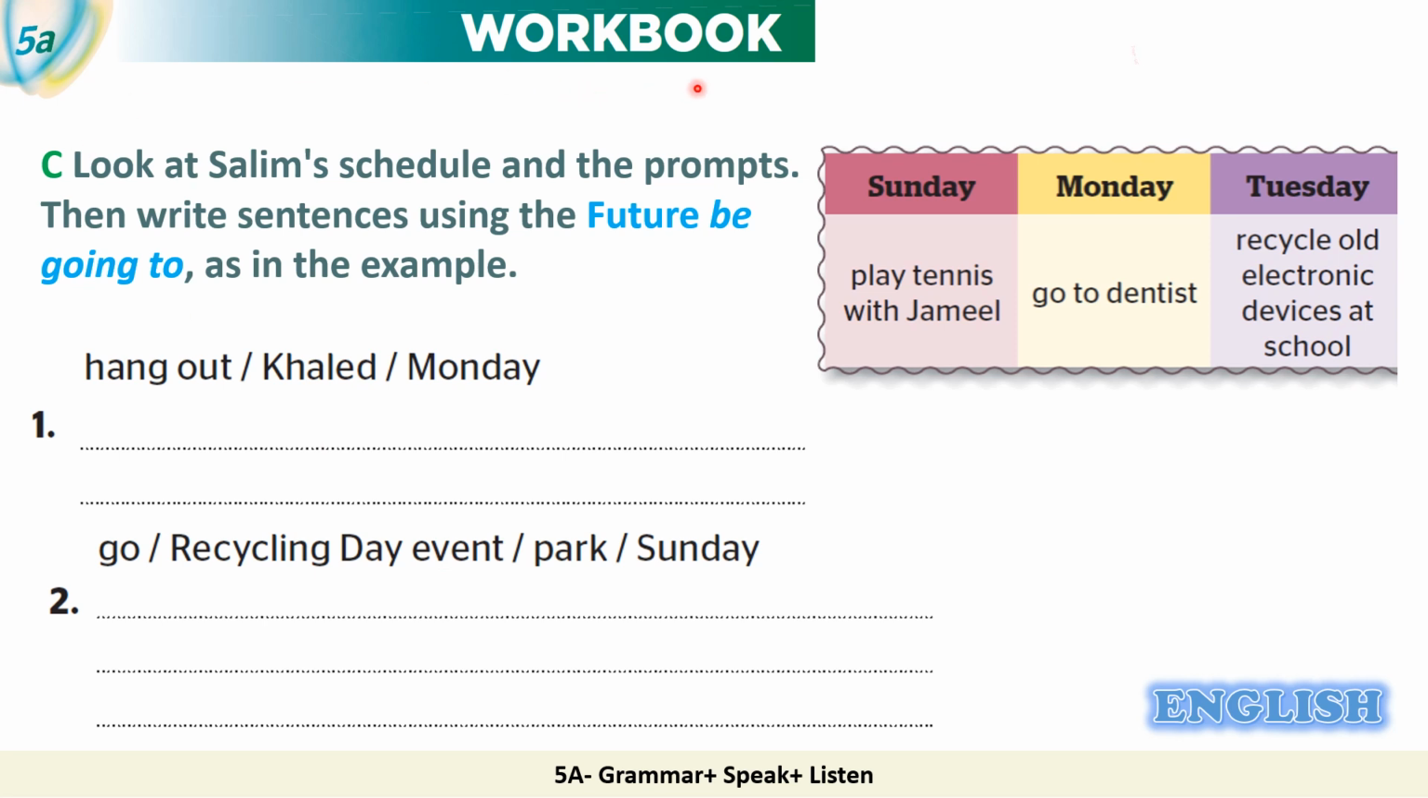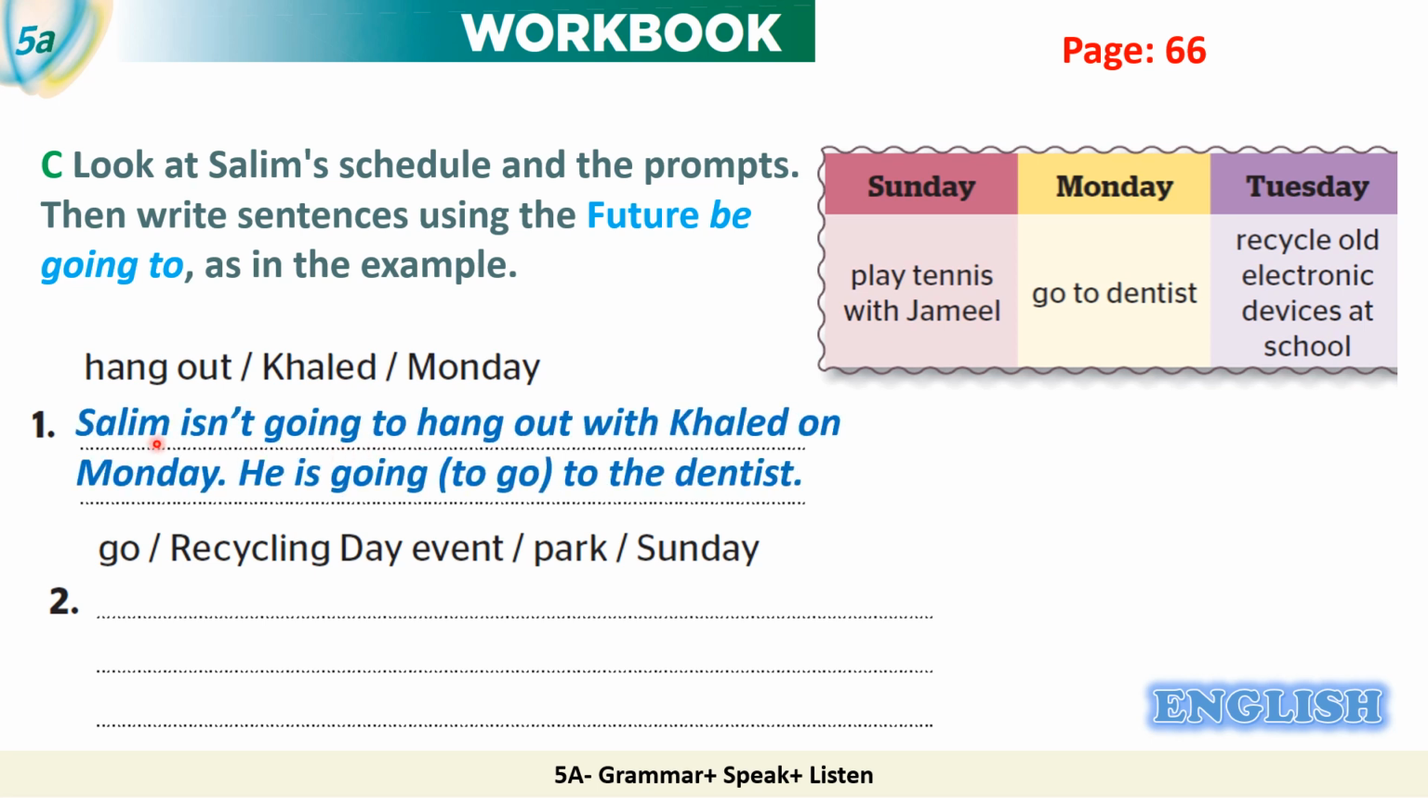Let's move to the workbook on page 66. Exercise C. Look at Salim's schedule and the prompts. Then write sentences using the future "be going to" as in the example. Now this is Salim's schedule. Number 1. Hang out, Khalid and Monday. So by comparing the schedule to these phrases and words, Salim isn't going to hang out with Khalid on Monday. Why? He is going to go to the dentist.